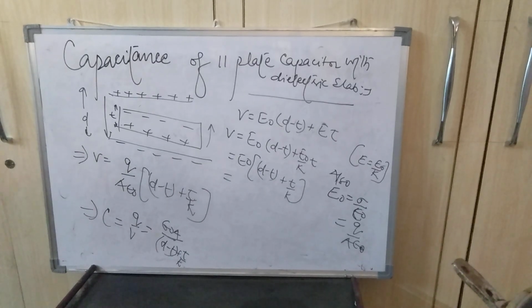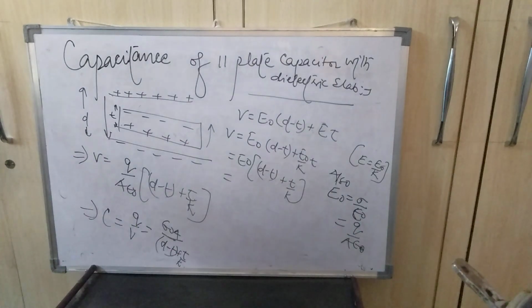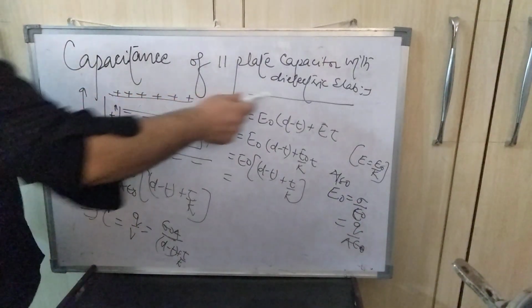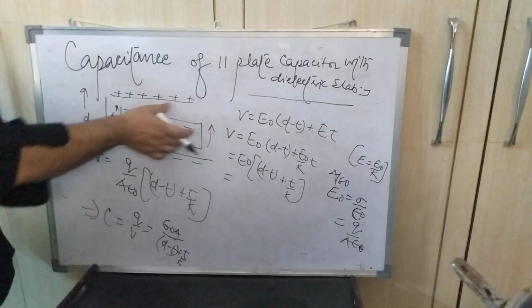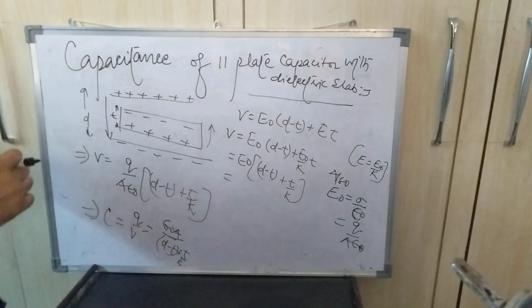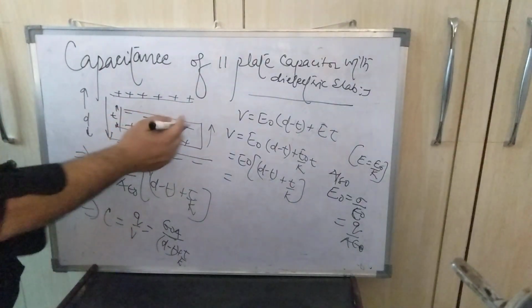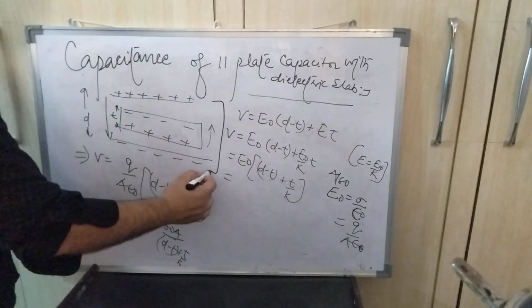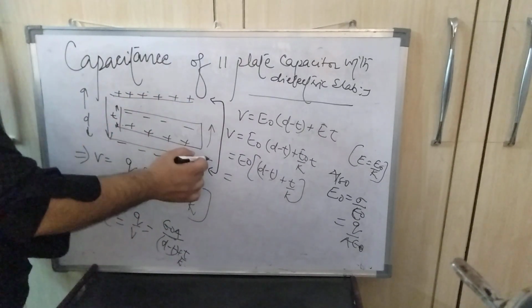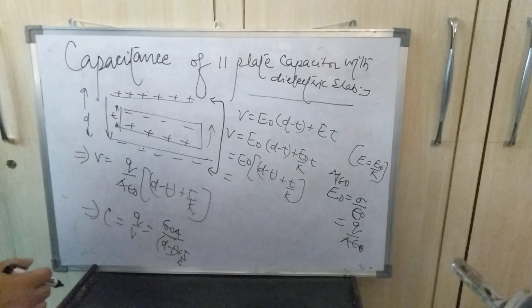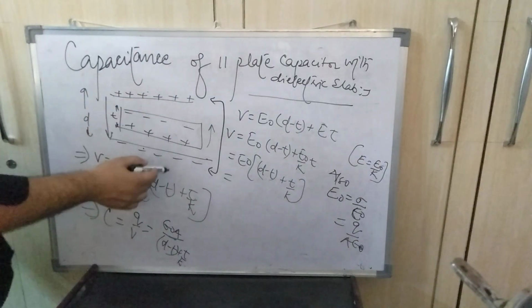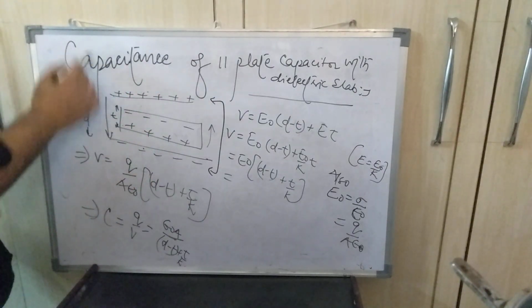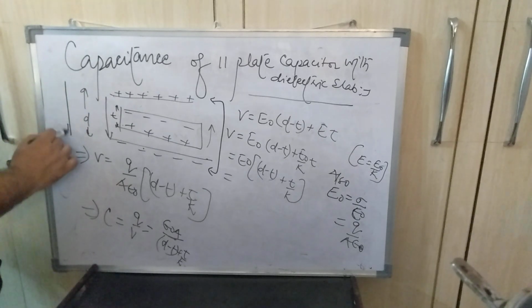Now we will see the capacitance of the parallel plate capacitor when a dielectric slab is placed within them. Let us suppose these are the plates of the capacitor. One is positively charged and the other is negatively charged. Then a field is set up, and the direction of the field is from plus to the minus.